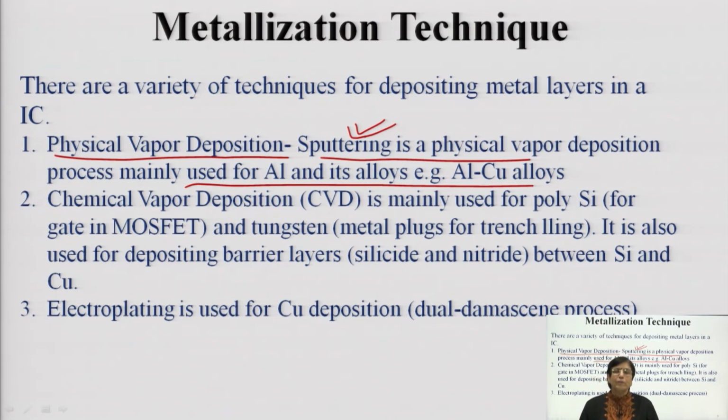Similarly, electroplating is used. This is one of the additional techniques being used, where you have Cu deposition, which is also one of the processes where you carry out the electroplating of copper onto the wafer surface.